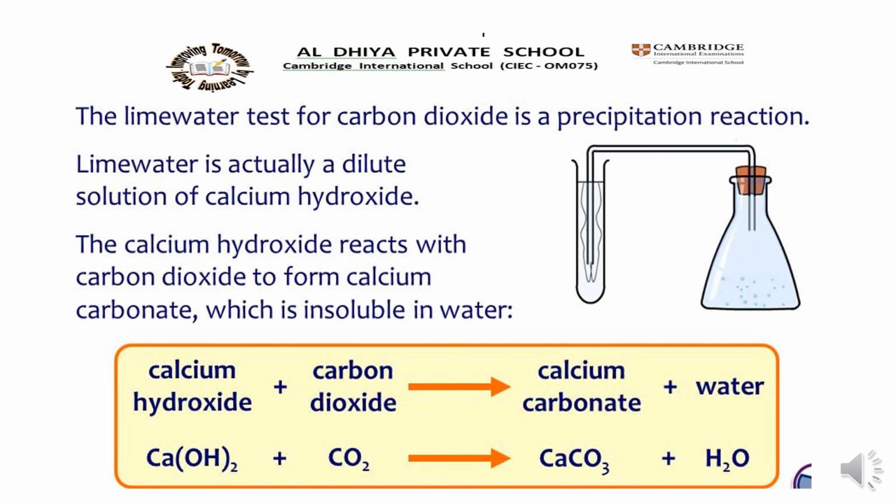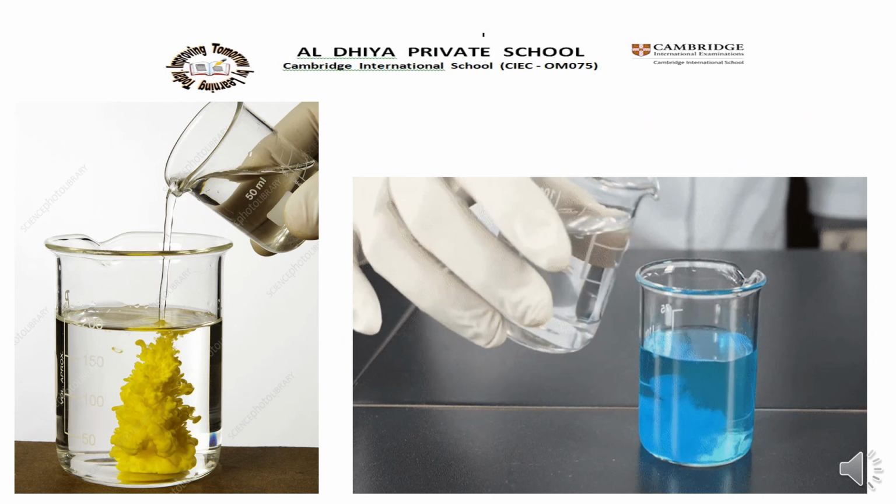The calcium hydroxide reacts with the carbon dioxide to form calcium carbonate, which is insoluble in water. See the reaction. Calcium hydroxide plus carbon dioxide gives calcium carbonate plus water. Calcium carbonate means a milky color. See the slide how the precipitation will come.